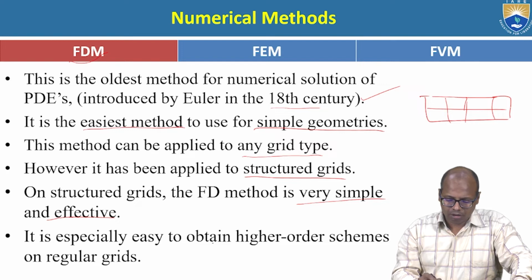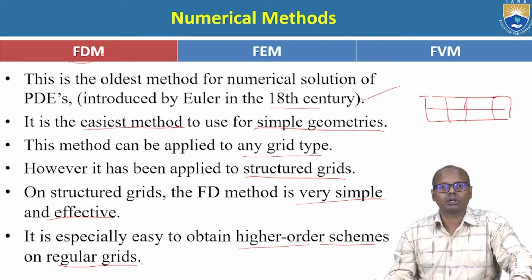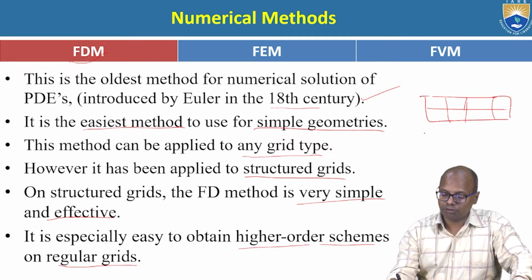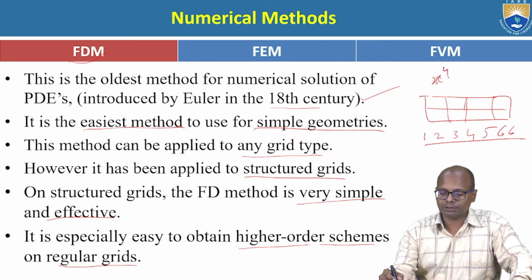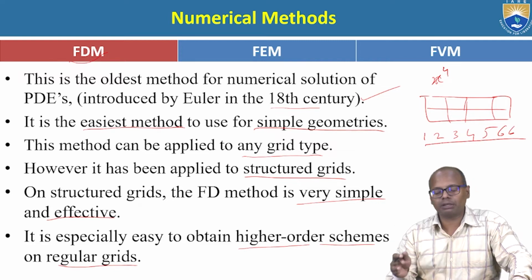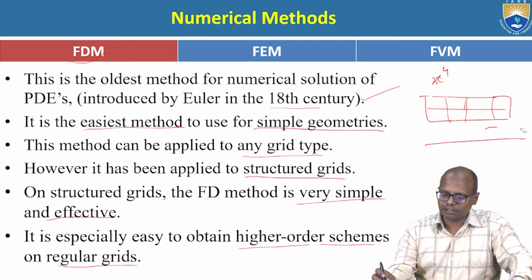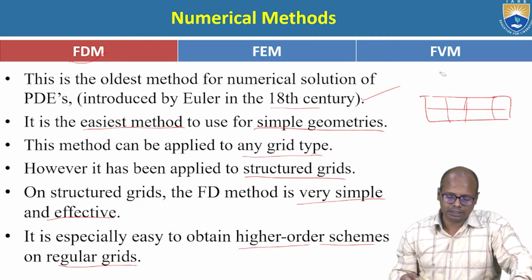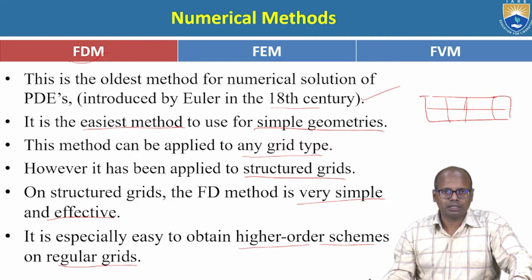See here, higher order schemes on regular grids. Say suppose I have first order, second order, third order, fourth order, fifth order, sixth order, any order. The order means x power 4, x power 5, like that. If the function has a power of 5 or 6 or 7, any higher order scheme, it is very easy for regular grids. Regular grids in the sense of structured grids.